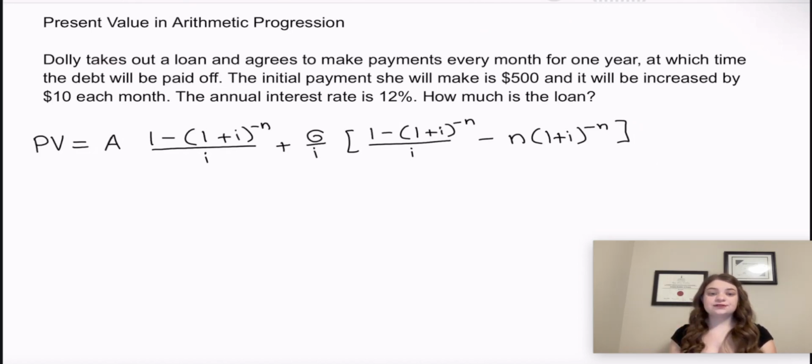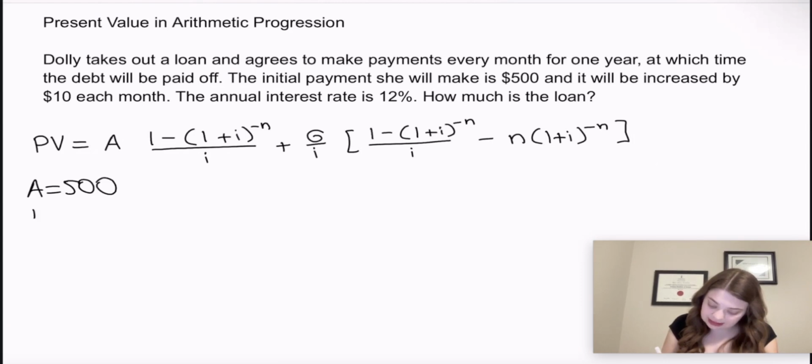Okay, so first things first, we need to use this equation to find the present value. The present value is essentially how much the loan is. So we need to fill in everything else. A is the annuity value. So how much is she paying each month? Well, technically it's different amounts because the first month it's 500, then it's 510, then it's 520, and so on. However, the gradient will account for that increase later. So we really just want to know how much the initial payment is in this situation. So I would put A is equal to 500.